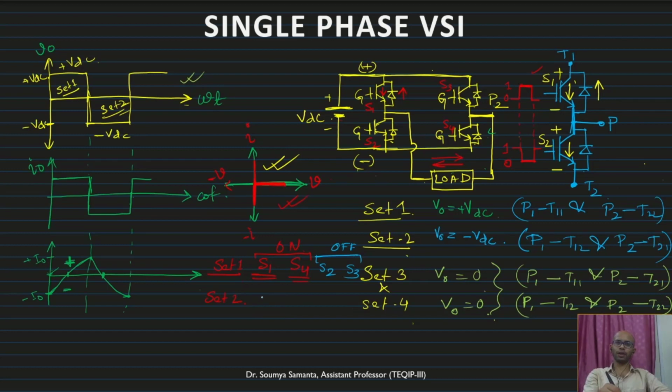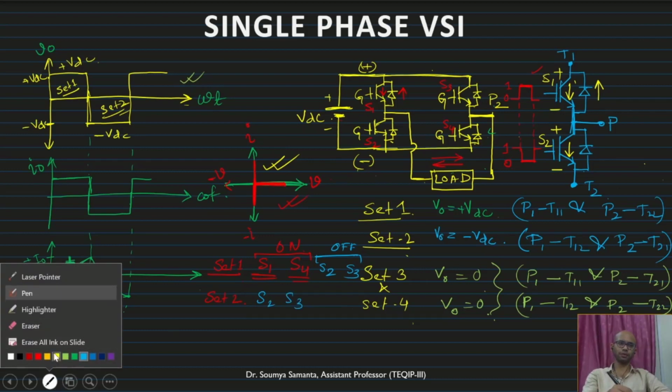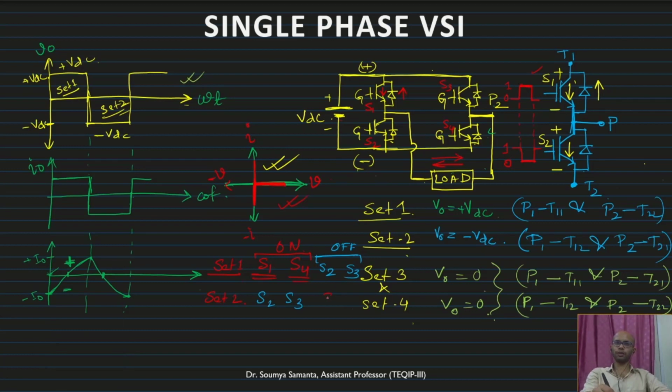Similarly here, what will be on? Obviously S2 and S3 will be on. What will be off? The off switches will be S1 and S4. These two will be off and these two will be on. Under this condition we will get plus VDC. Under this condition we will get minus VDC at the output. Now after filtering out the harmonics, we will get the sinusoidal. This operation is called the square wave voltage source inverter operation. So thanks.